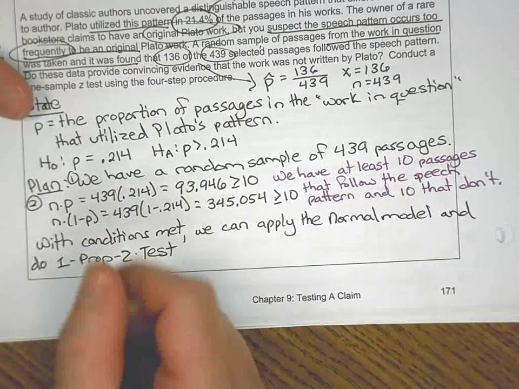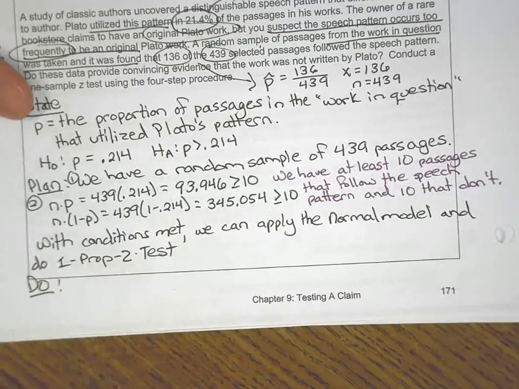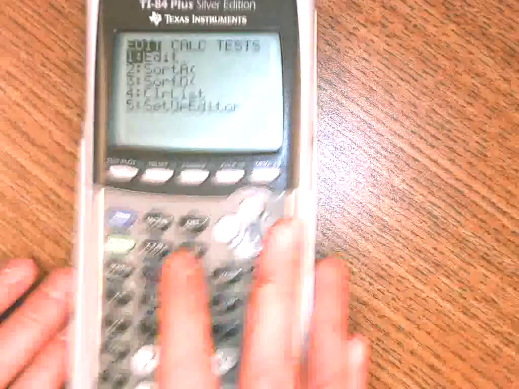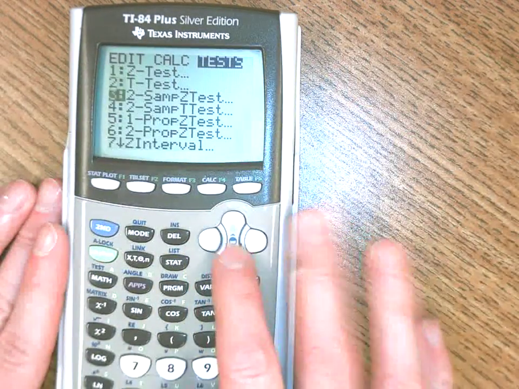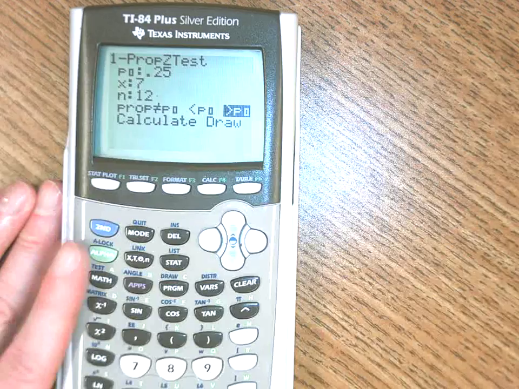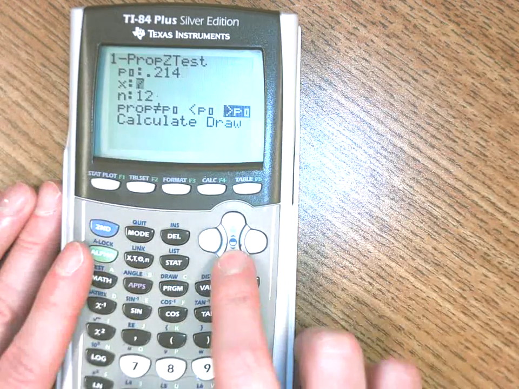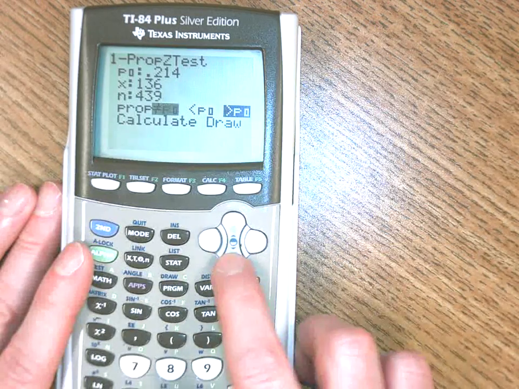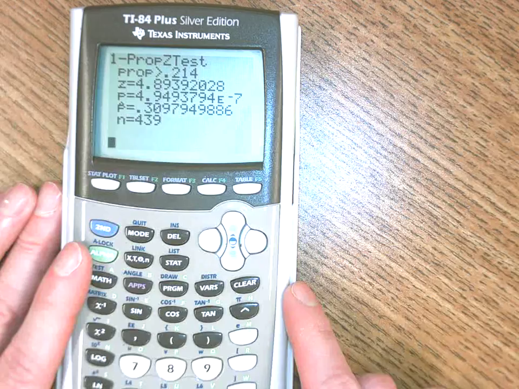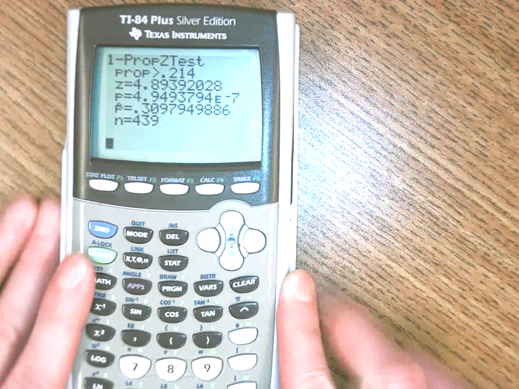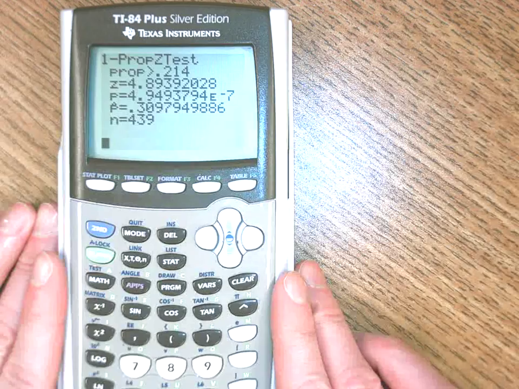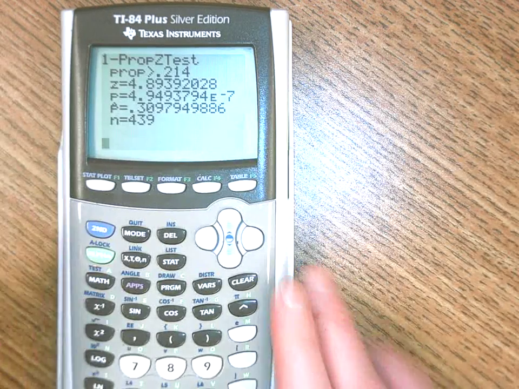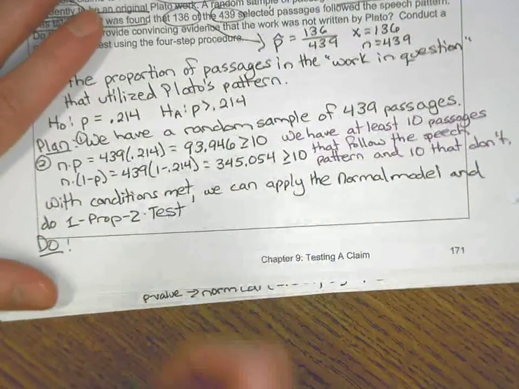So the do part, going to go to the calculator and plug in all this information. I'm hitting stat, going over to test, 1-prop z-test. We were looking at 0.214. We had 136 out of 439, and we wanted more than. If I hit calculate, we end up with a z-score of 4.894. Wow, that's extreme.